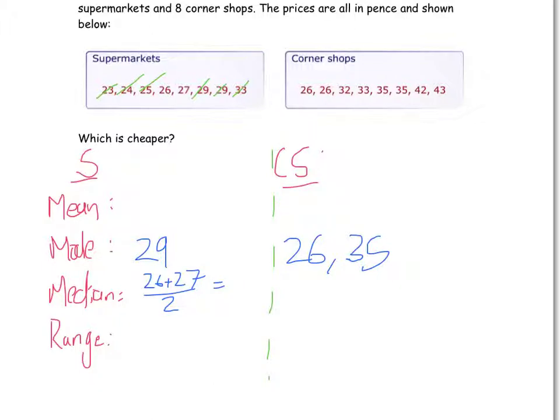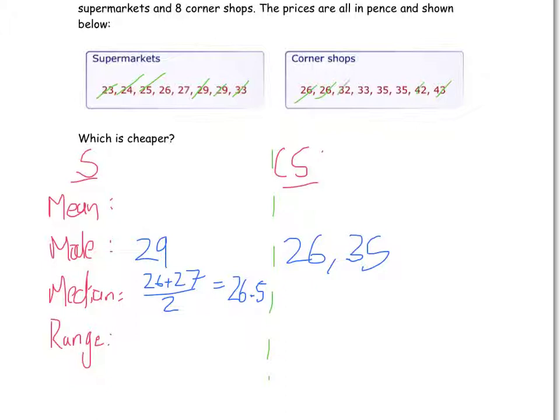Well, 26 and 27 is 53, and half of 53 is 26.5, which you could also do by thinking what number is in the middle of 26 and 27. Now, let's do the same for the corner shop. So 1 off each side. Remember, this is in order already.